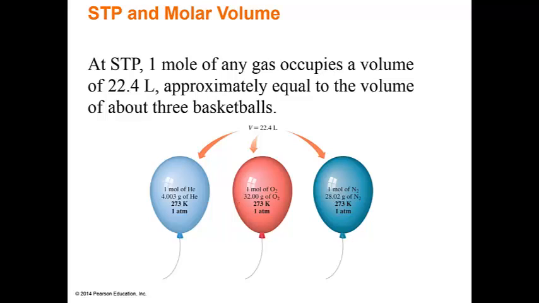So at STP, 1 mole of any gas occupies a volume of 22.4 liters, approximately equal to the volume of about 3 basketballs. So understand that 1 mole of any gas occupies a volume of 22.4 liters at STP. It could be oxygen, it could be hydrogen, it could be nitrogen, it could be carbon dioxide. Regardless of what it is, 1 mole of carbon dioxide will be 22.4 liters. 1 mole of oxygen will be 22.4 liters. Doesn't matter. And that equals the volume of about 3 basketballs, approximately.